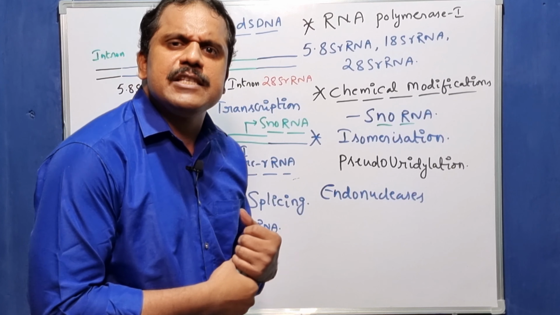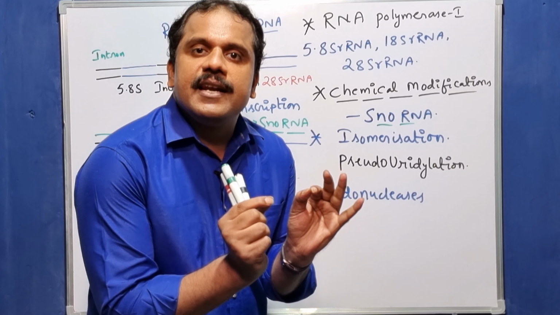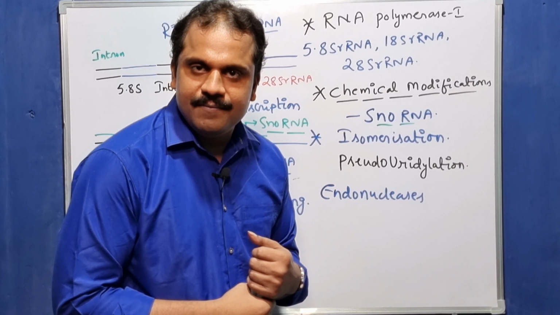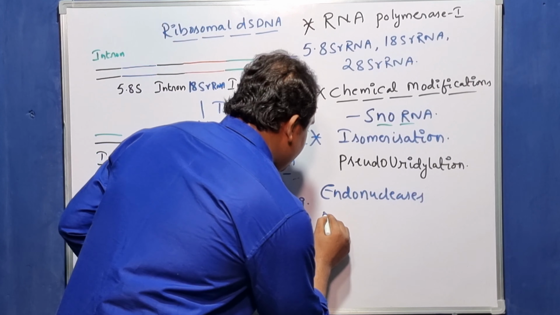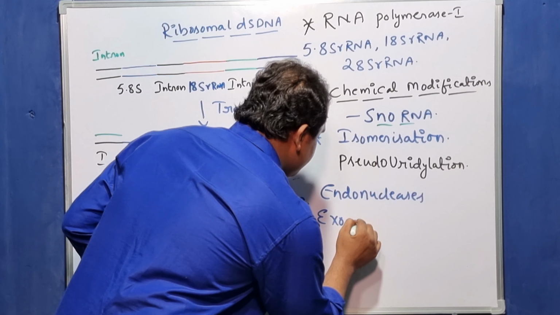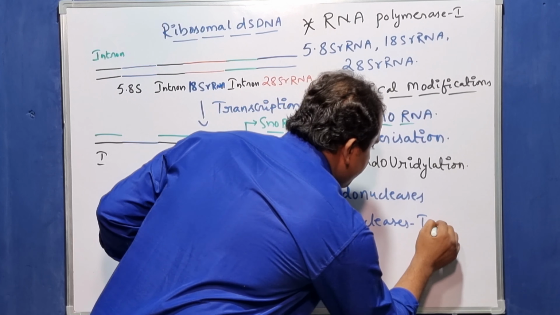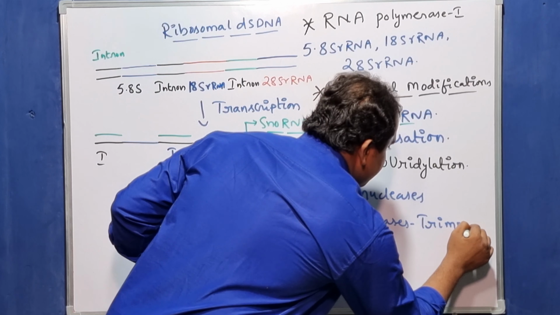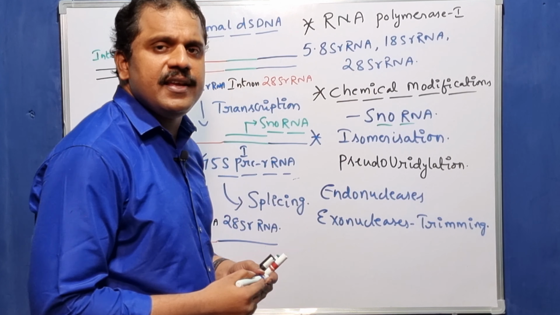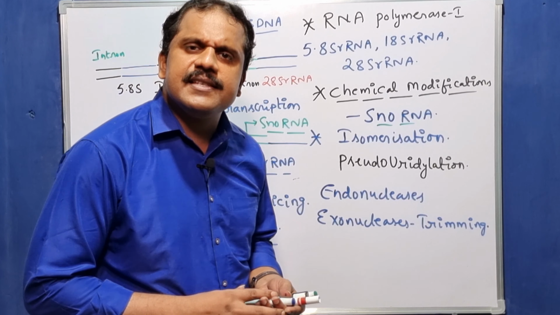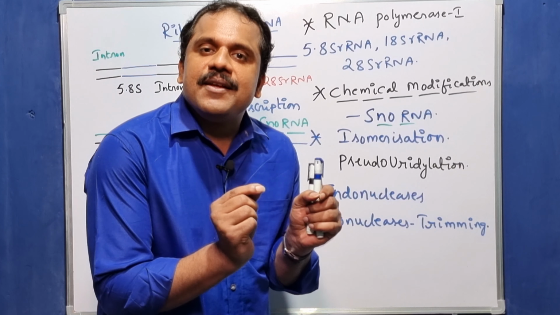So here the exonuclease enzyme is responsible for inducing the trimming. Is it clear? So let me write it here. Exonucleases are responsible for inducing the trimming, right? So here, what is the role of exonucleases? These exonucleases play a prominent role in inducing the trimming at the very ends.